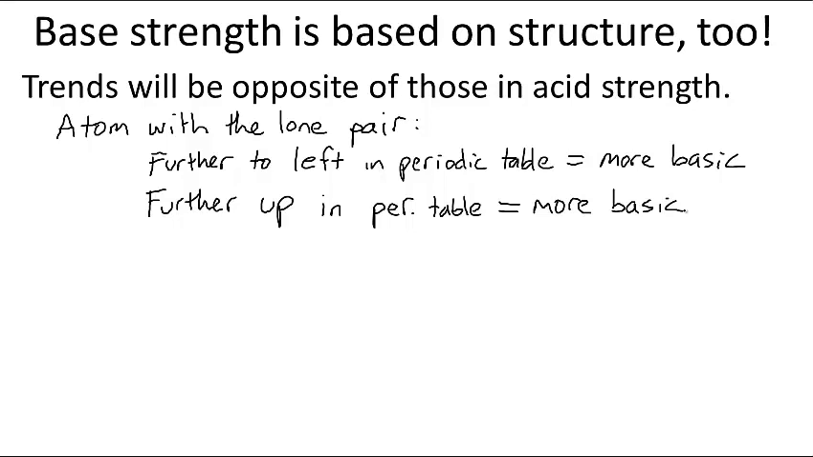All right, so we look at the atom with a lone pair. We can look at electronegative atoms nearby. Electronegative atoms nearby make an acid more acidic. So what will they do to a base? Make it less basic.